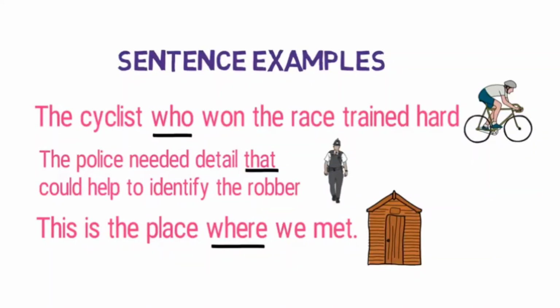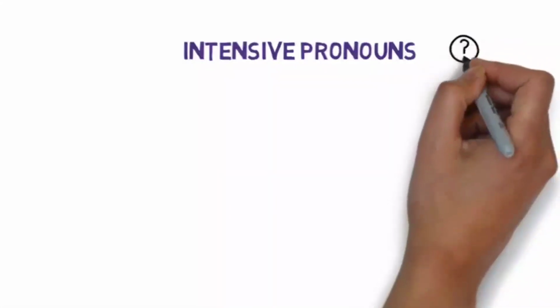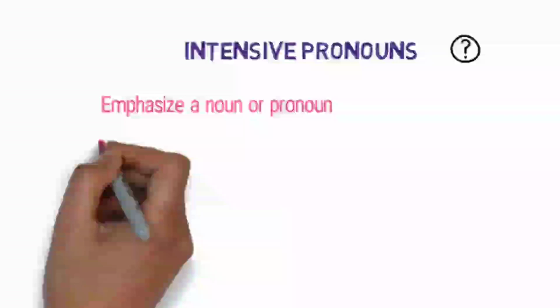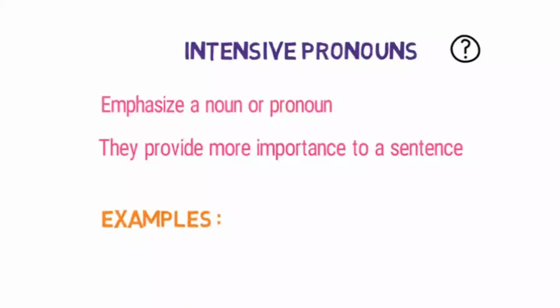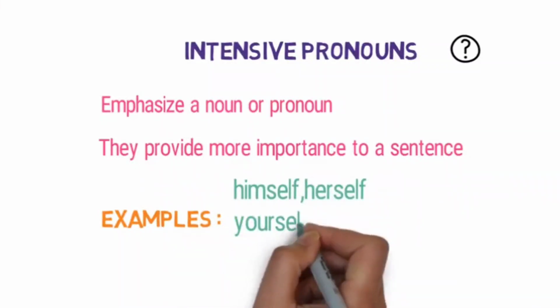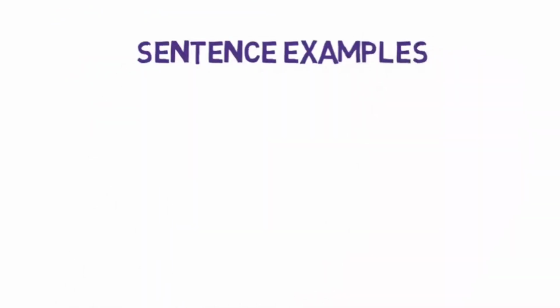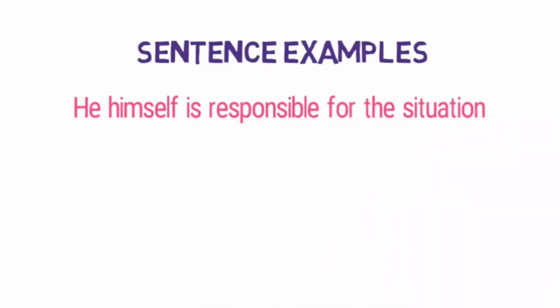Now, let's look into the next category of pronoun, intensive pronouns. So, what are intensive pronouns? They emphasize a noun or pronoun and give more importance to a sentence. Examples of them are himself, herself, yourself, themselves, ourselves. Let's look into sentence examples of them. He himself is responsible for the situation. Here we are emphasizing he, using himself, giving more importance to the sentence.